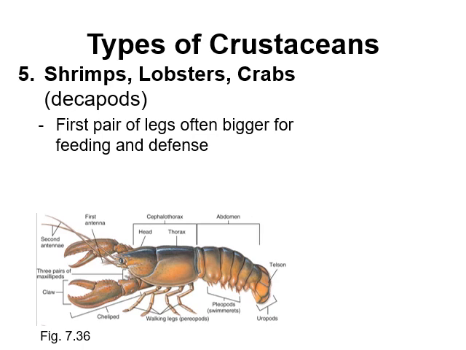So, for instance, on the typical lobster that you would find if you went to Red Lobster or a seafood restaurant, this lobster that you find on the east coast of the U.S. has these big claws in front, and those claws are quite powerful.